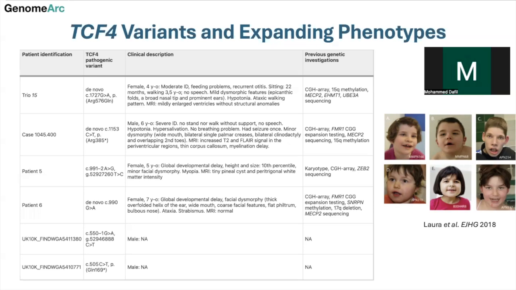And also, some of these patients went through other tests as well, but those tests came out negative, for example FMR1 expansion or MECP2 sequencing, because some of these patients were suspected to be Rett syndrome, but it came out negative.